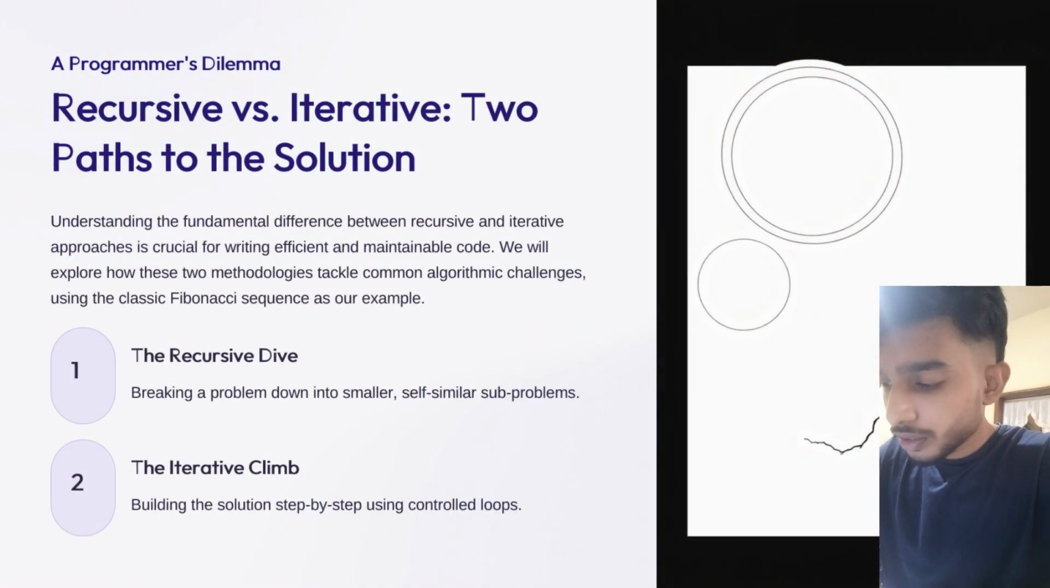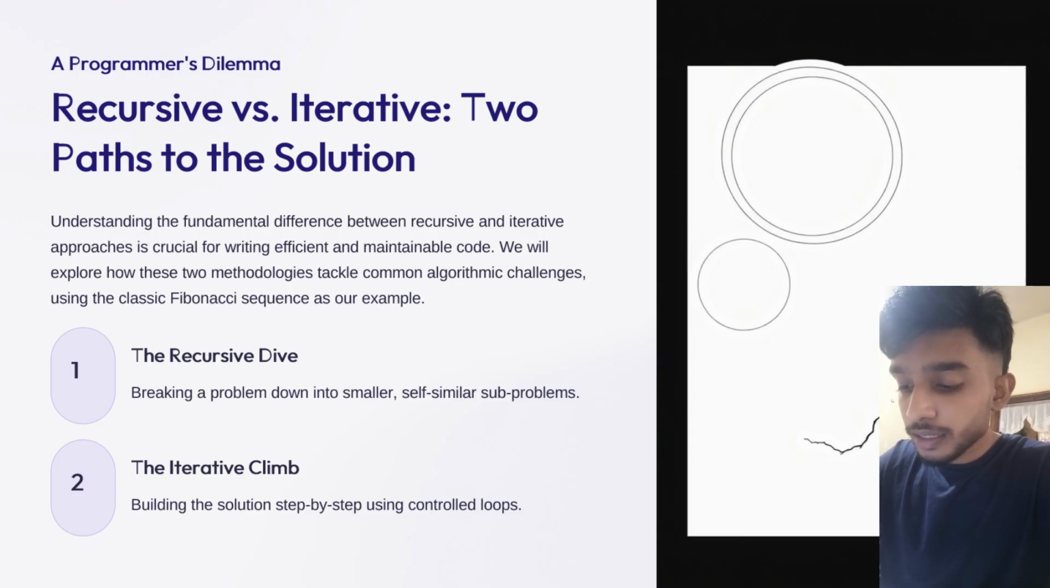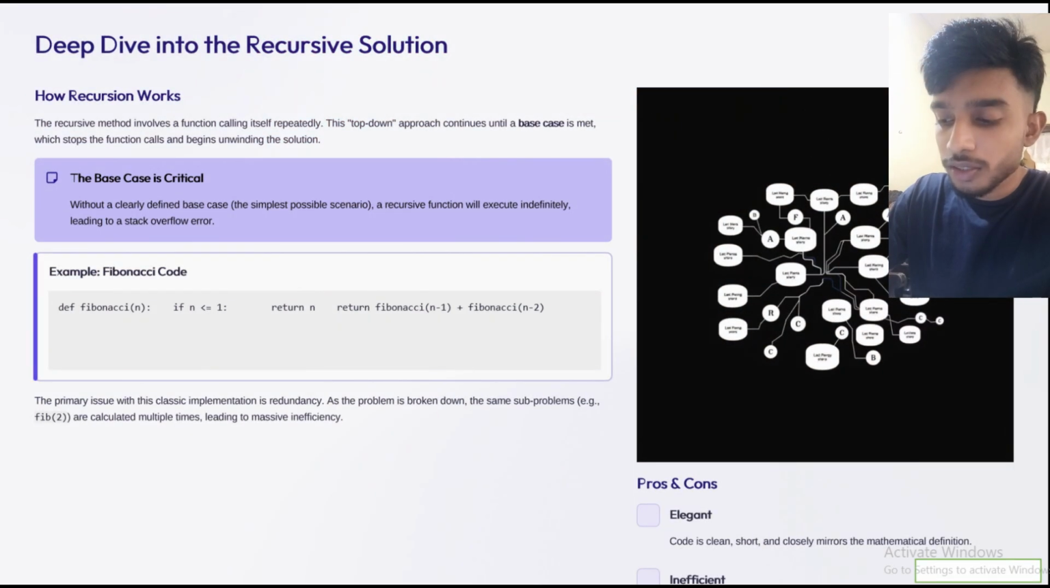Now I will explain the recursive and iterative solutions. Here is a simple explanation of the difference between recursive and iterative approaches to solving problems like the Fibonacci sequence. Now we look at how the recursive solution works. A function calls itself to solve a smaller version of the same problem. It keeps breaking down the problem until it reaches the base case.